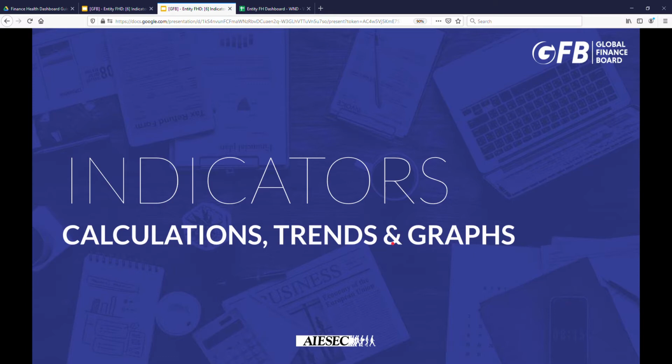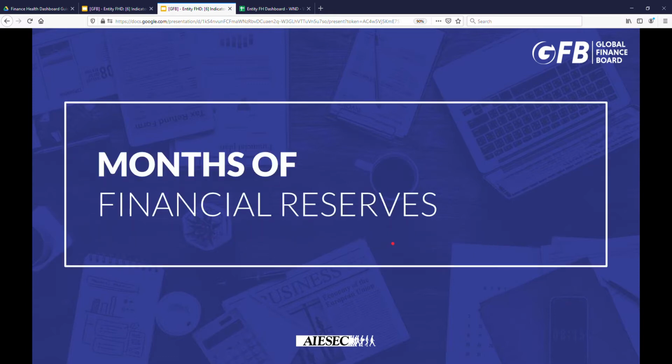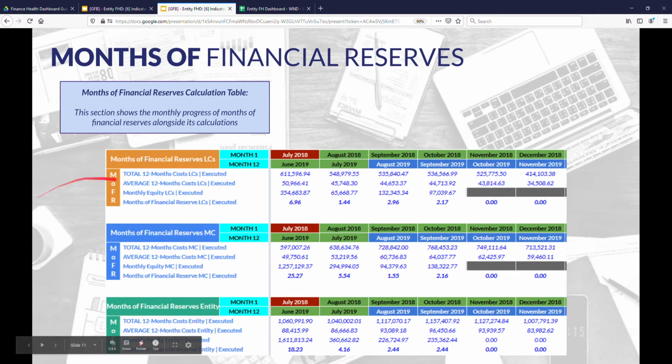Indicators. First is months of financial reserves. Once you go to the dashboards, you will see these tables. These tables show the calculation, just to show how they are calculated. As you know, months of financial reserves is equity divided by the average of 12 months. Then it applies to MC and entity, and to each single month.